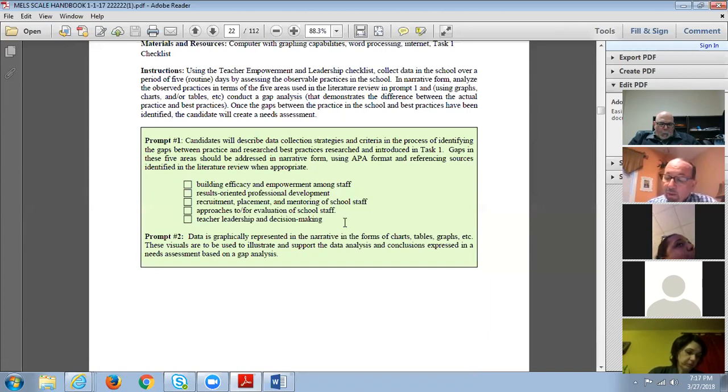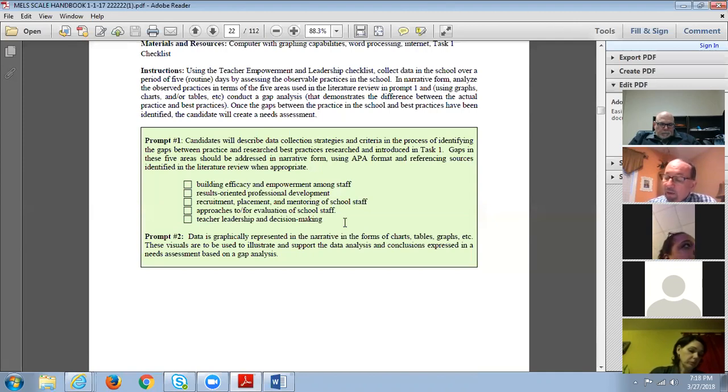Now, when you look at prompt number 1 for task 2, you're going to see the same areas listed as were researched in task 1. Dr. Lamb, you've got it up on the screen right now. Building efficacy and empowerment among staff is the first one. There's 5 of them. You researched those in task 1, and you cited a minimum of 3 references. You're looking at those same areas in task 2, but you're going to look at them differently. You'll see those same areas.